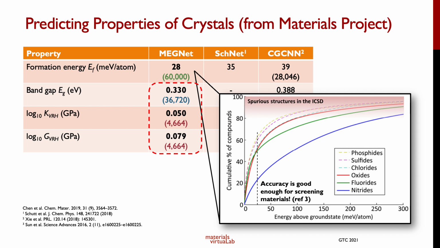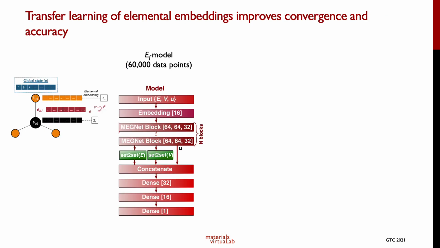the formation energy. So what we have found is that transfer learning of the elemental embeddings actually significantly improves our convergence and accuracy. So in our MEGNet models, the input to our atomic descriptor is basically just the atomic number of the atom, right? But this is done through a length 16 embedding vector.